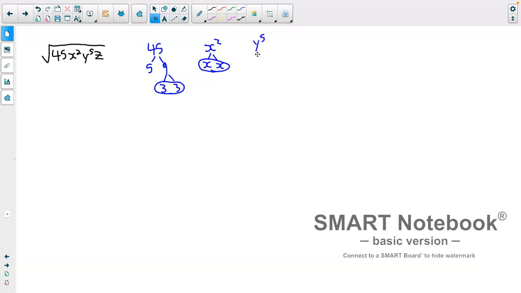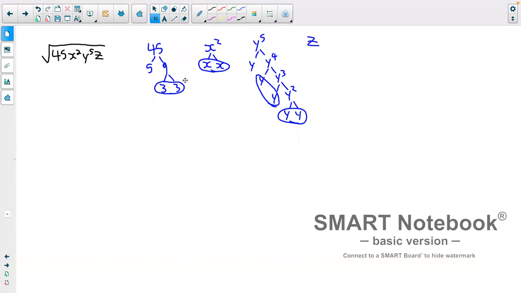Next, we have y to the power of 5. That's the same as y times y to the 4. Y to the 4 is the same as y times y cubed. Y cubed is the same as y times y squared. Y squared is y times y. So I've got 2 groups of y's to move out front. One y will stay inside. And then we've got z. We can't break this down, so it's going to stay inside.